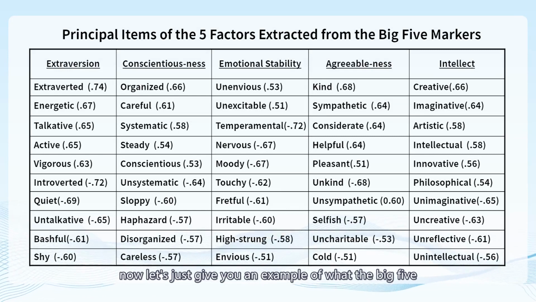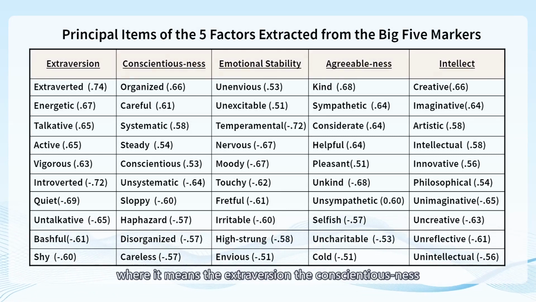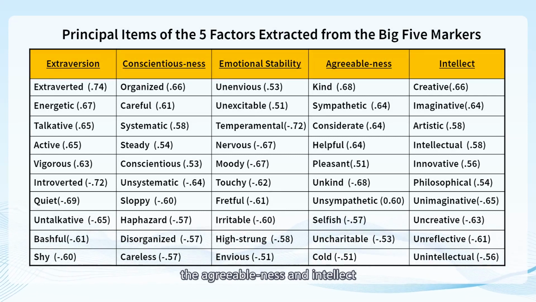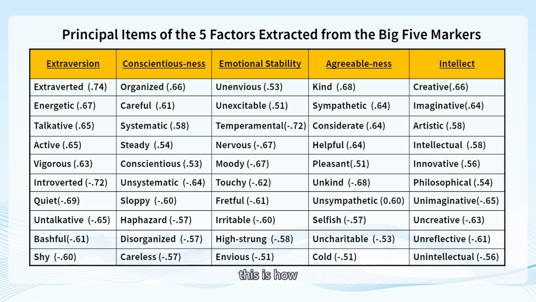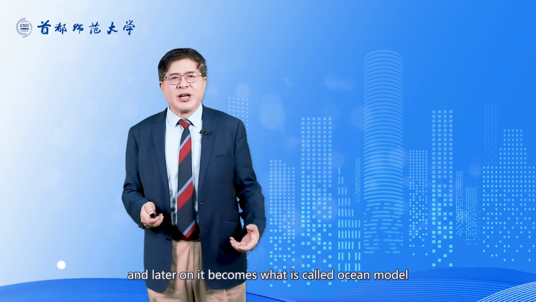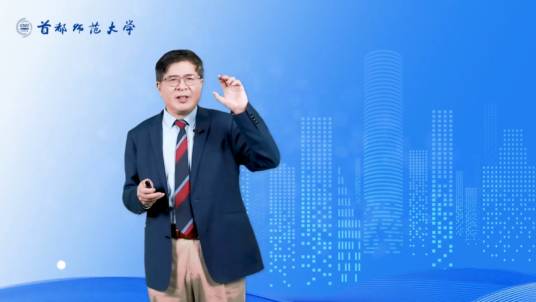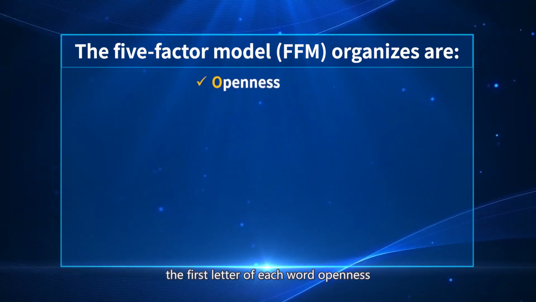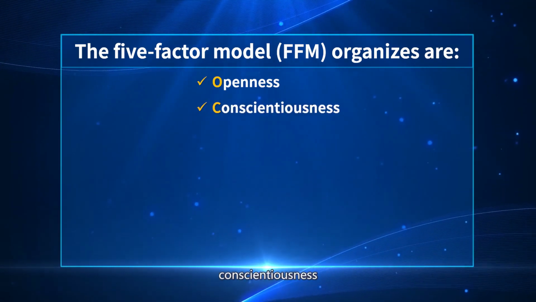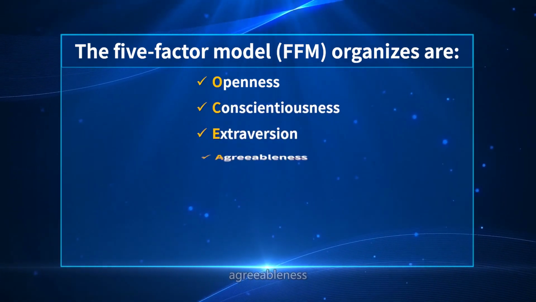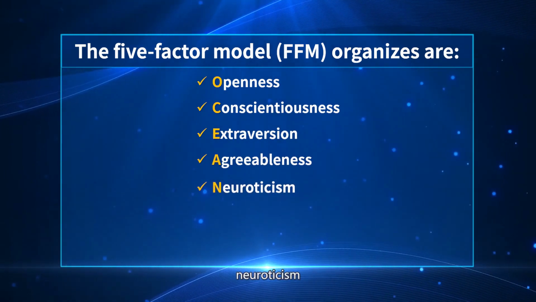Now, this is just to give you an example of what the Big Five really means: the extroversion, the conscientiousness, the emotional stability, the agreeableness, and intellect, or open-mindedness. This is what the Big Five stands for. And later on, it becomes what is called the OCEAN model. Why ocean? Because ocean in English means 海洋. The first letter of each word: openness, conscientiousness, extroversion, agreeableness, and neuroticism.